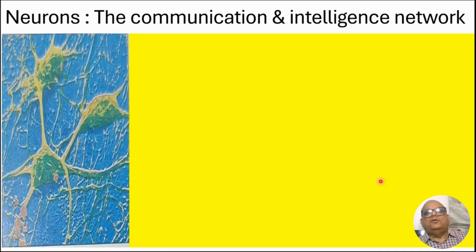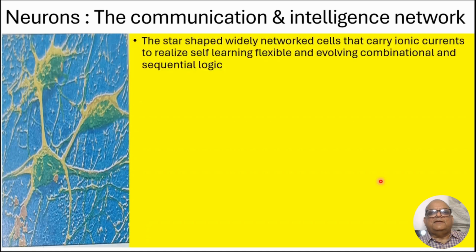Then, of course, the neuron is the communication and intelligence network. These are the typical star-shaped, widely networked cells which carry the ionic currents. There are rivers of ionic channels inside. It has one output and several inputs. It's like several tributaries leading to one big river.